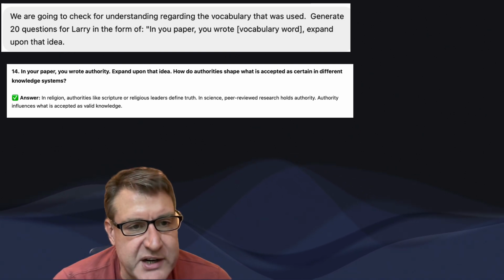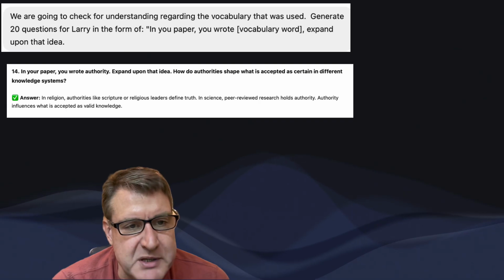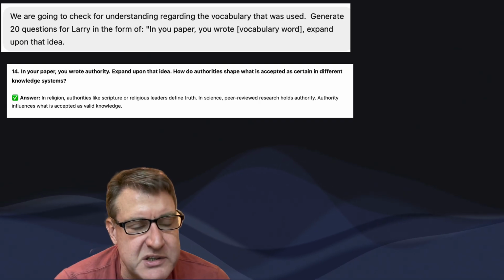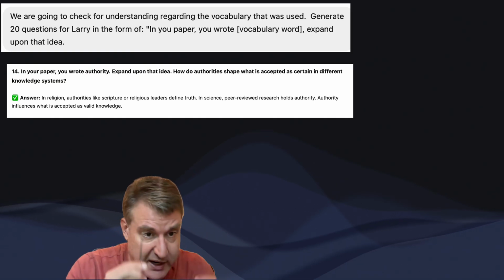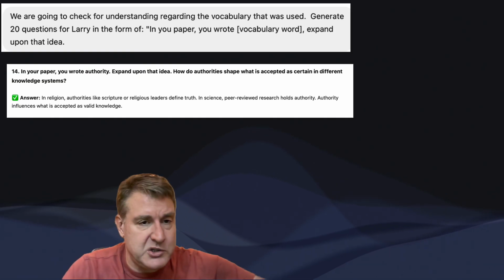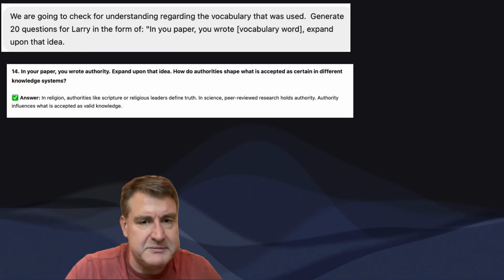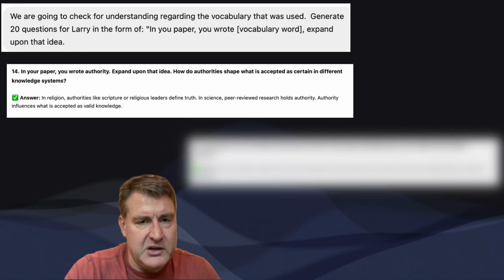How do authoritarians shape what is accepted as certain in different knowledge systems? He wrote about it. The question is based directly on what he had written, so he should be able to formulate an answer from that. Here's another example.